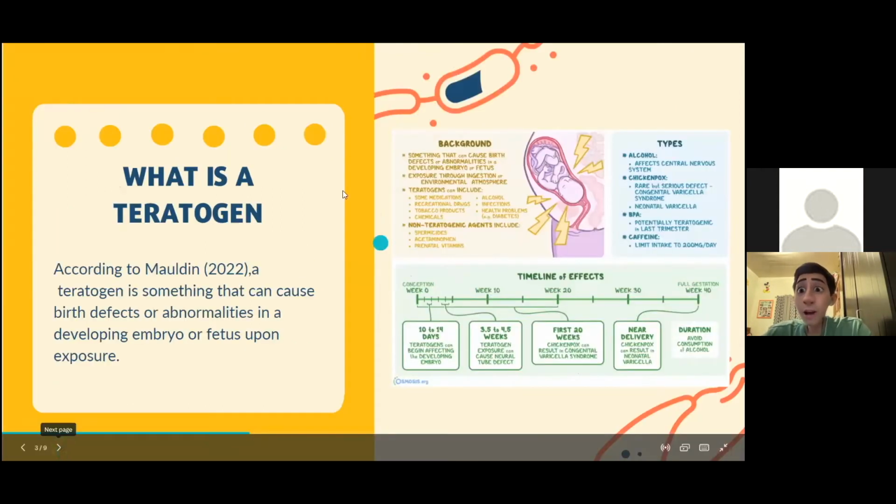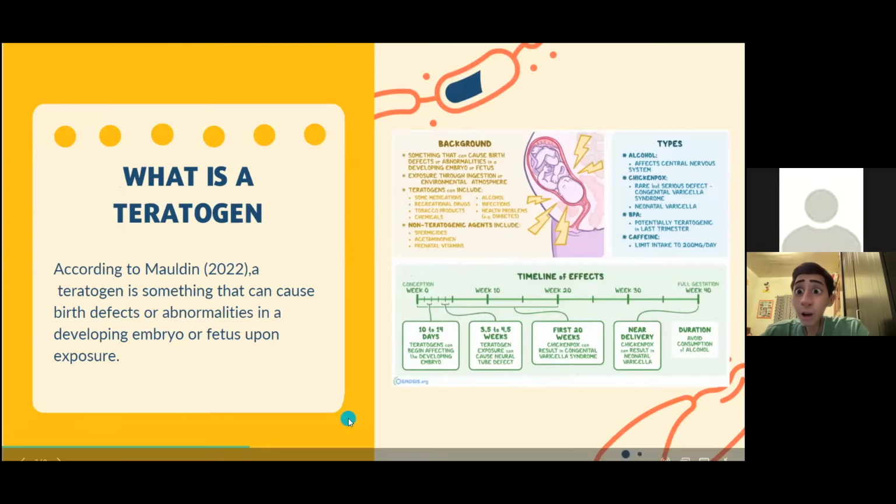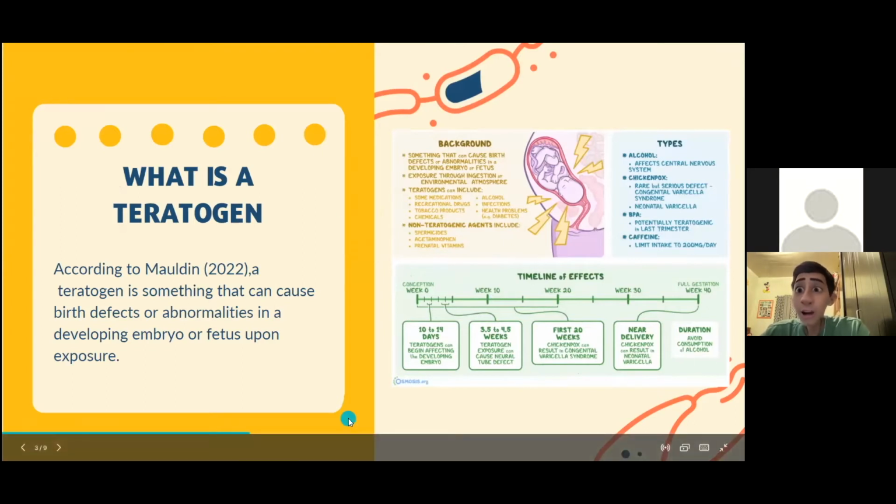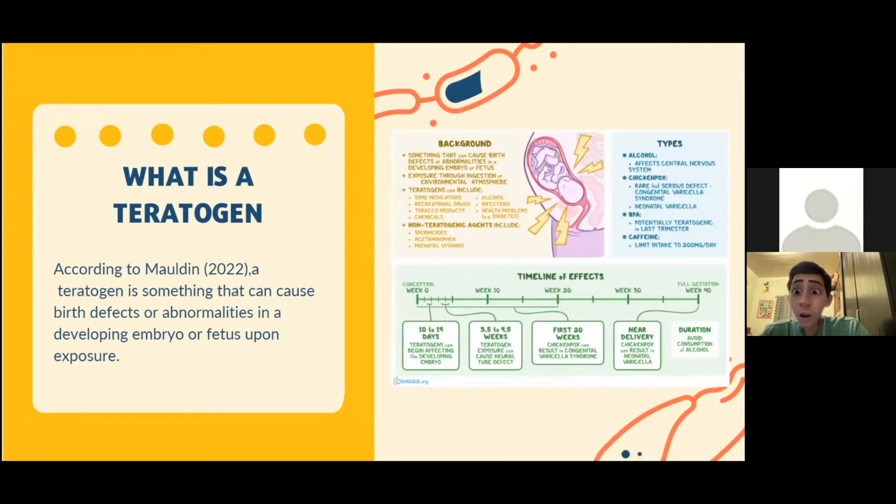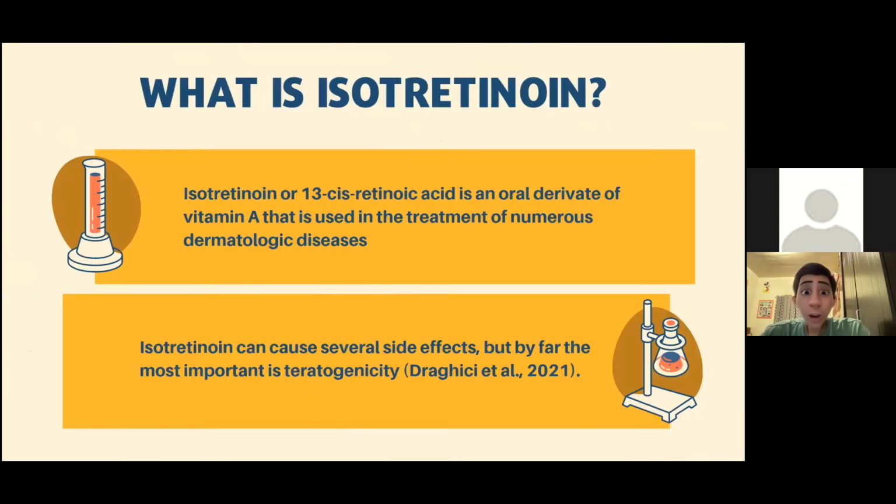So, what is a teratogen? According to Malden, a teratogen is something that can cause birth defects or abnormalities in a developing embryo or fetus upon exposure. Teratogens include some medications, recreational drugs, tobacco products, chemicals, alcohol, certain infections, and in some cases, health problems such as uncontrolled diabetes in pregnant people.